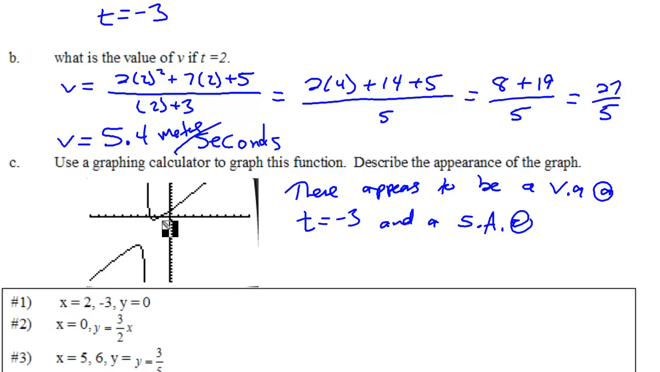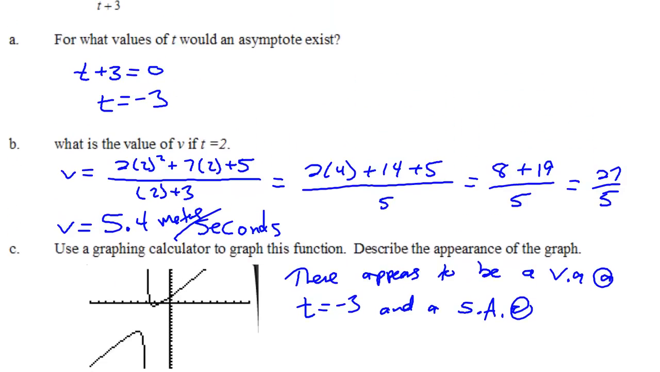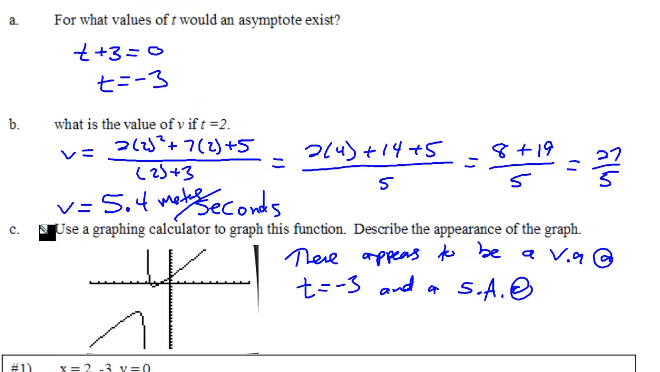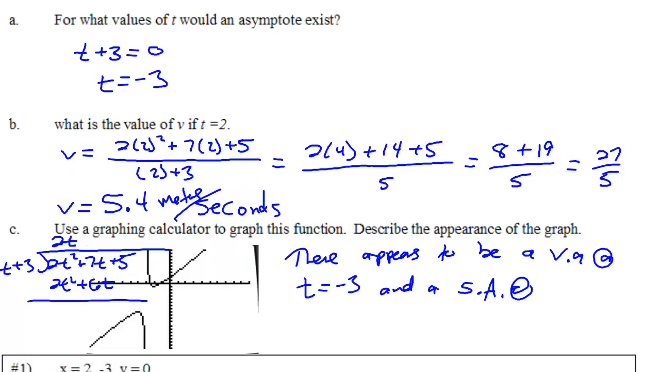Let's just find it. To find the slant, let me scroll up here a little bit. I'm going to take the numerator part of the function and divide it by the denominator. However many times it goes into it evenly, that's my slant asymptote. How many times does t go into 2t squared? It goes into 2t times. 2t times t is 2t squared. 2t times 3 is plus 6t. Change the sign of each of those terms and then add.